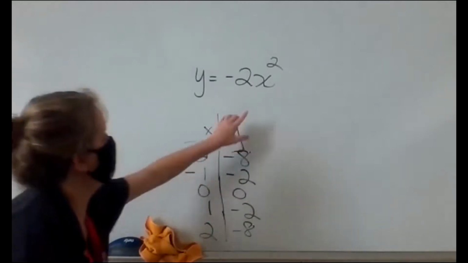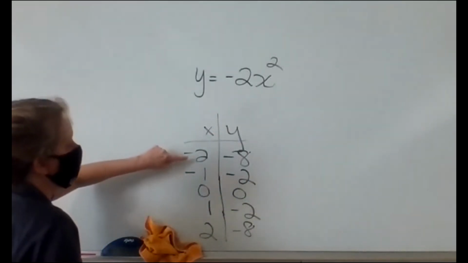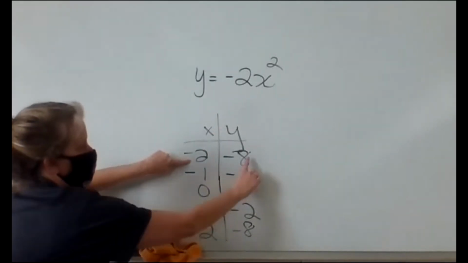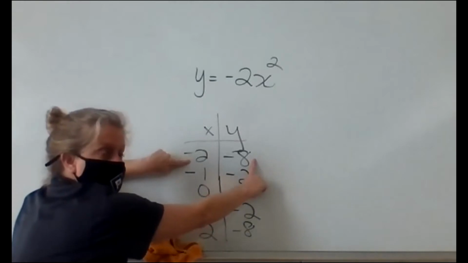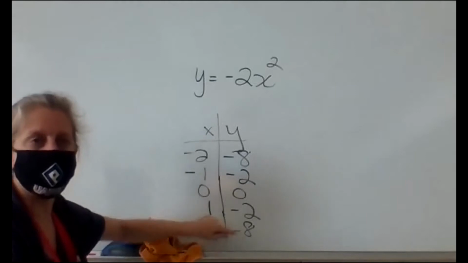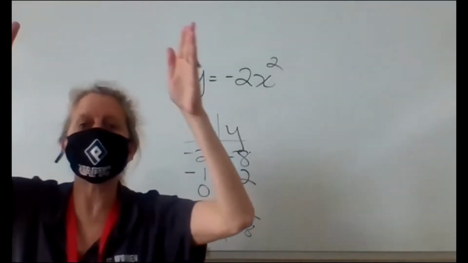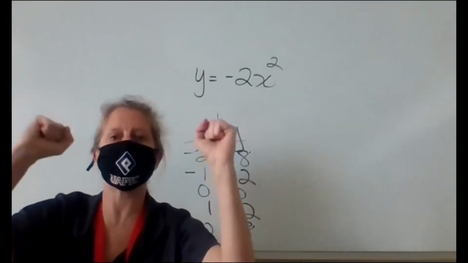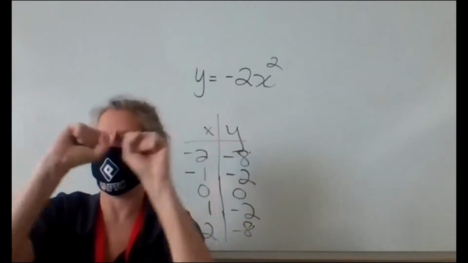Okay, so the reason it makes this U shape is, look, when x is negative 2, its y is negative 8. Look at when x is positive 2. Its y is also negative 8. That's what makes that U shape. That's what makes that mirroring happen.